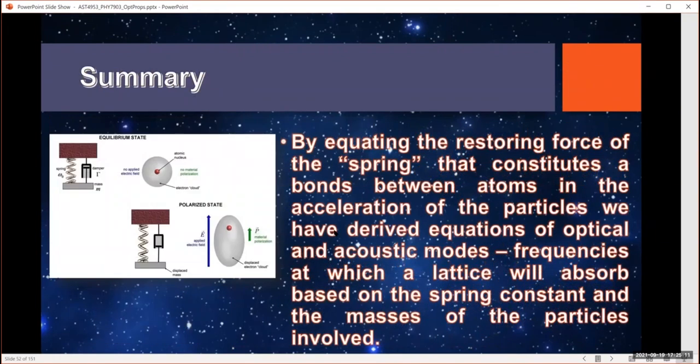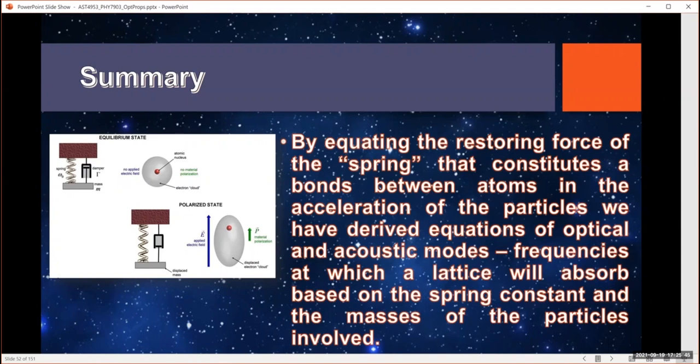Okay, so in this section, we basically have taken the idea that there is a restoring force that comes from a spring that constitutes the bonds between two atoms. And as a particle is displaced by an electric field, there's going to be an acceleration of those particles as the spring tries to pull it back into place. And that allowed us to derive equations for the optical and acoustic modes. So these are the frequencies where the lattice can actually absorb, and they're based on the spring constant and the masses of the particles involved.